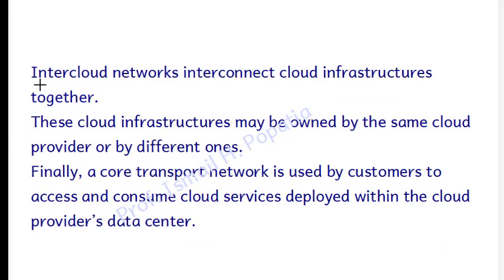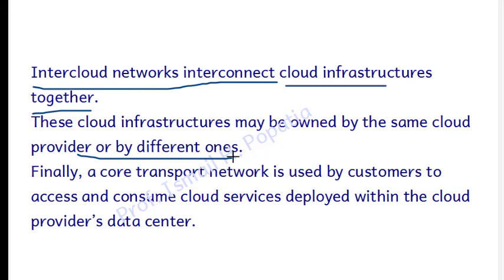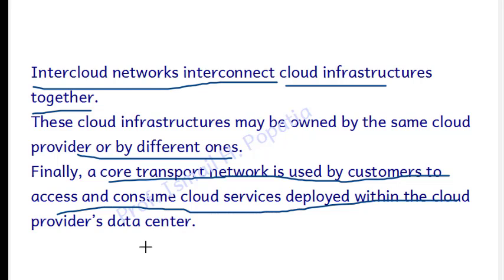When we want to communicate between two cloud infrastructures, we have inter-cloud interconnects. The inter-cloud network interconnects the cloud infrastructures together. One service provider may have two or more cloud infrastructures, and to connect them we have the inter-cloud network. These infrastructures may be owned by the same cloud provider or by different ones. Then we have a core transport network, used by customers to access and consume cloud services deployed within the cloud provider's data center.